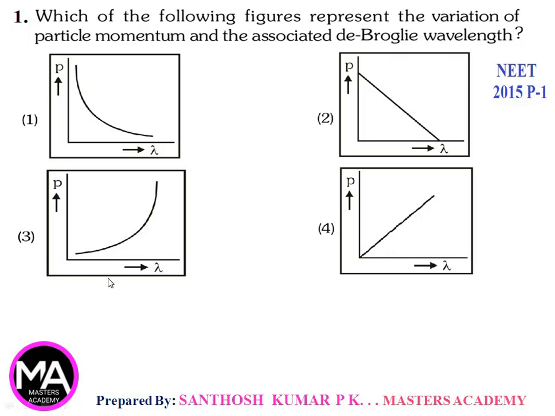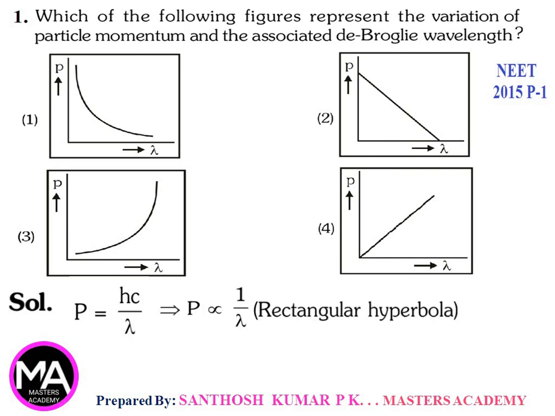First question. Which of the following figures represents the variation of particle momentum and the associated de Broglie wavelength? So, four options are given. Solution. We know that P is equal to h by lambda, that is, the momentum P is inversely dependent on lambda. Whenever a term is inversely dependent on lambda, the graph will be a rectangular hyperbola, as shown in the first option. That is, the option is the first one.